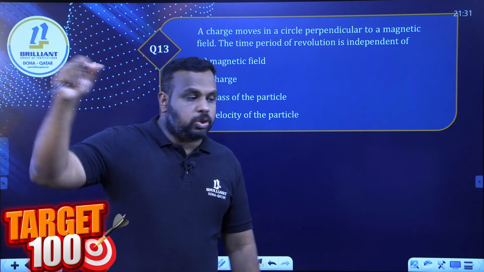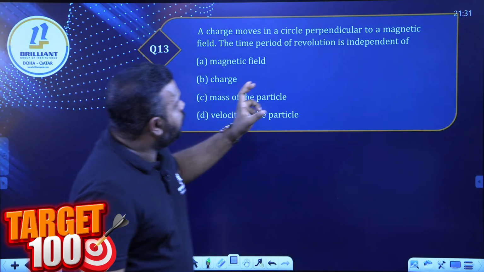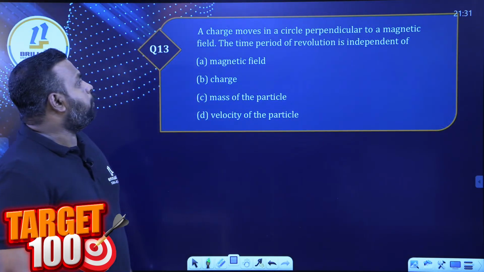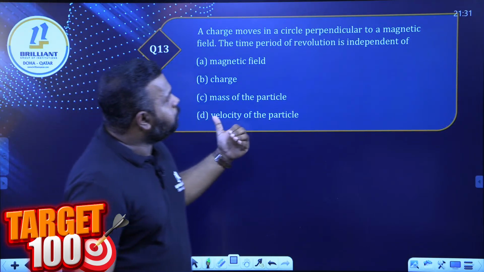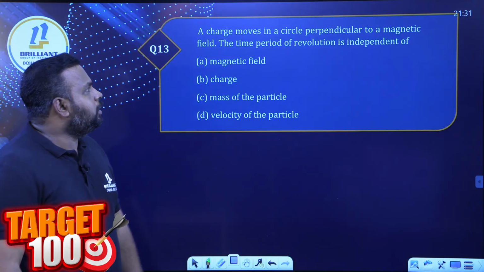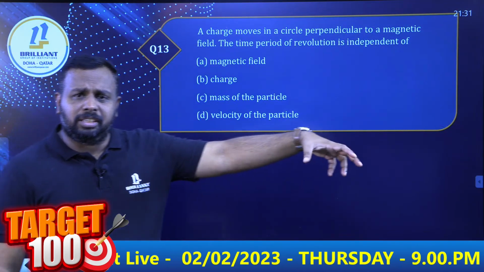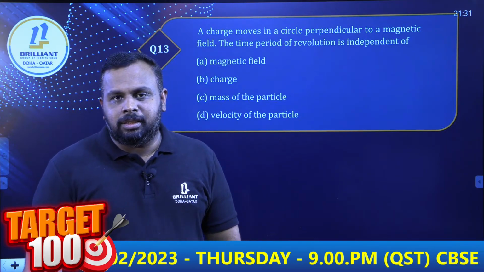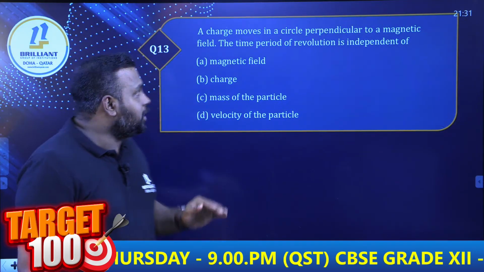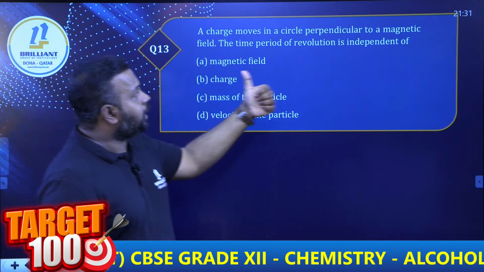Look at this. Question number 13. A charge moves in a circle perpendicular to a magnetic field. The time period of revolution is independent of what? Did we study a formula for the time period? No need to worry, we can easily find the answer.